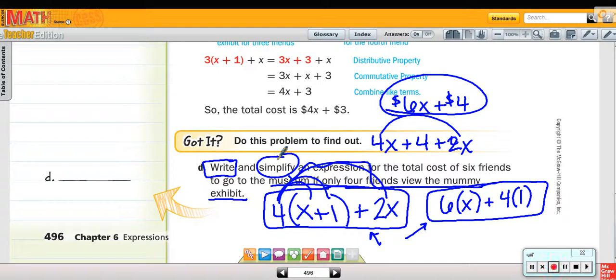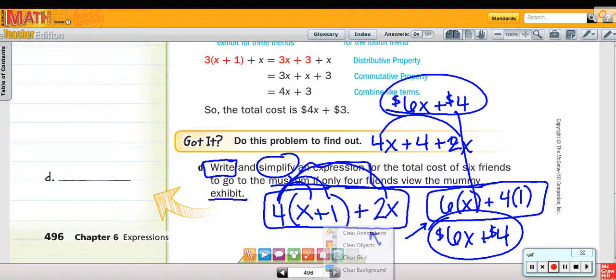Or this one here, look at it. Wouldn't this be 6x plus 4 also? Wouldn't I get the same answer? So that's also simplified. These two are exactly the same. So no matter which expression you write, you're still going to get the same simplified expression. Does that make sense? Any questions about how to write that expression or simplify? Feel okay and confident? Okay, let's go on to 497 then.